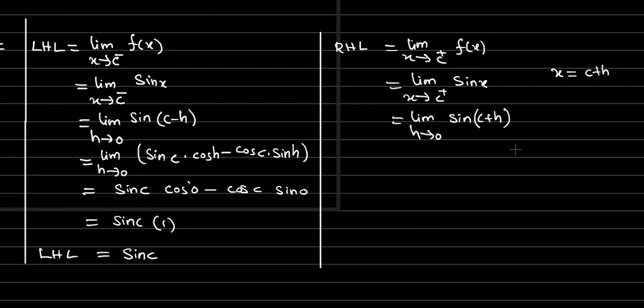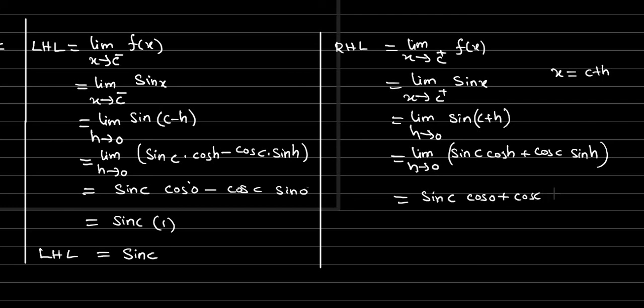Now it is in which format? It is in the form of sin(A plus B). Now we will expand using sin(A plus B), then we will apply this limit. The sin(A plus B) formula is sin A cos B plus cos A sin B. That is sin C cos H plus cos C sin H. This is the formula. So now we will apply the limit. When we apply, sin C cos 0 plus cos C sin 0.